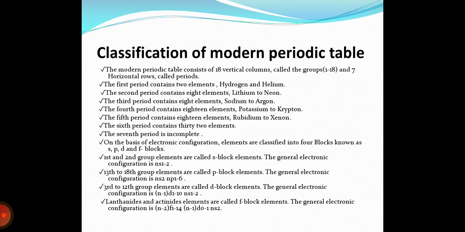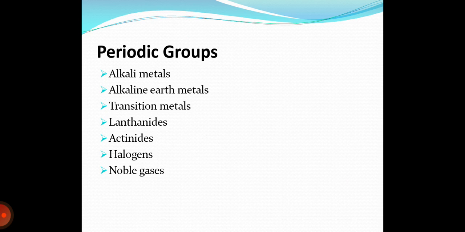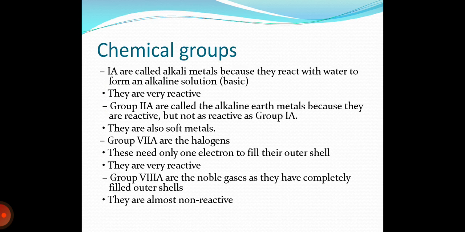And we move to the classification of periodic groups. The classification of periodic groups are alkali metals, alkaline earth metals, transition metals, lanthanoids, actinoids, halogens, and noble gases. Then the classification of chemical groups.